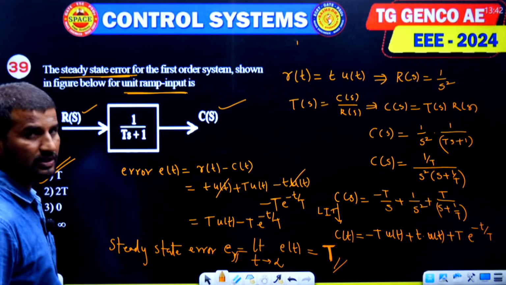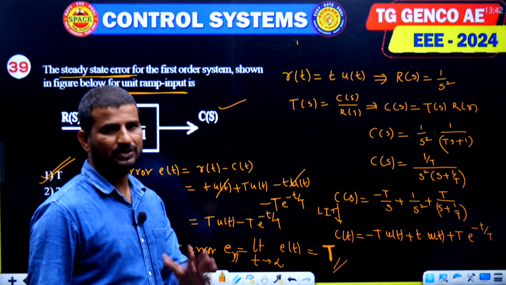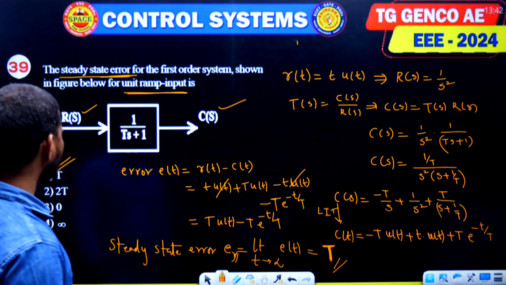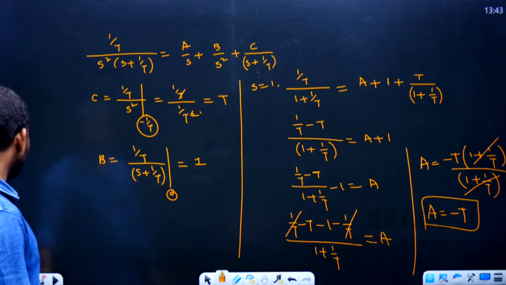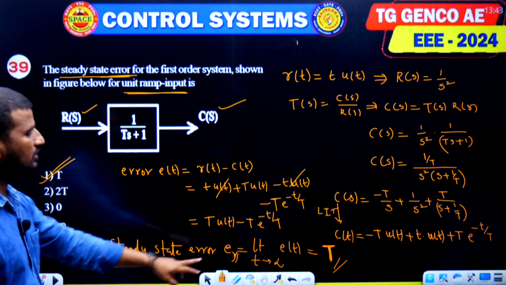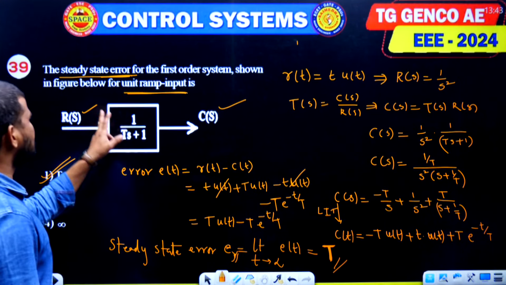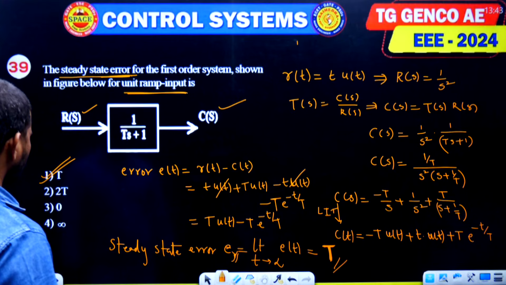Only the first option is going to be the correct answer for this question. Please observe, this is the solution, this is the partial fraction for that. And come back to the solution again. This is going to be our solution. This is going to be our steady state error for a first order system.